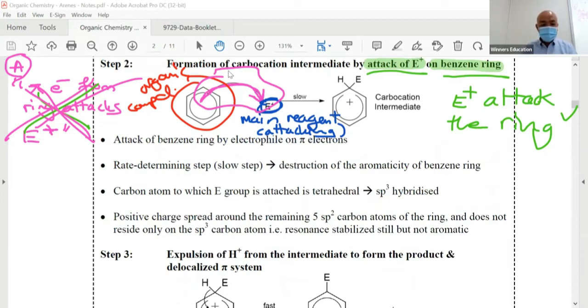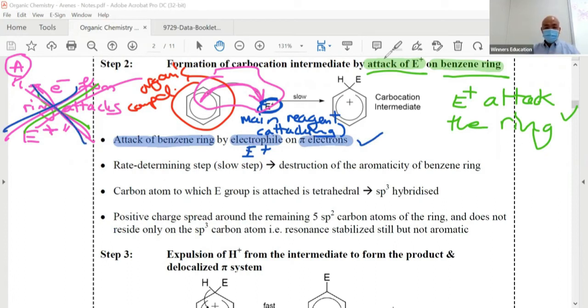All right, so again, I've discussed this. What is it? The attack of benzene ring, can you see? By the electrophile on the pi electrons. The electrophile means the E plus. All right, I just discussed this. This is a correct statement, not this one.